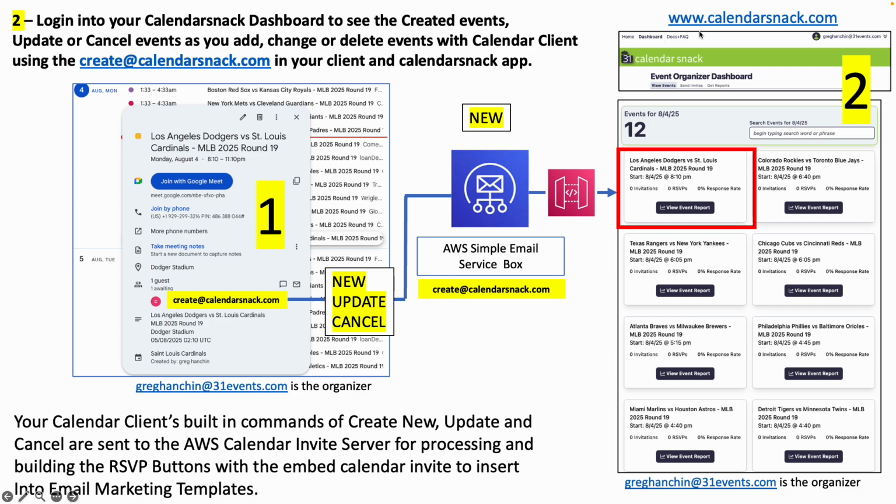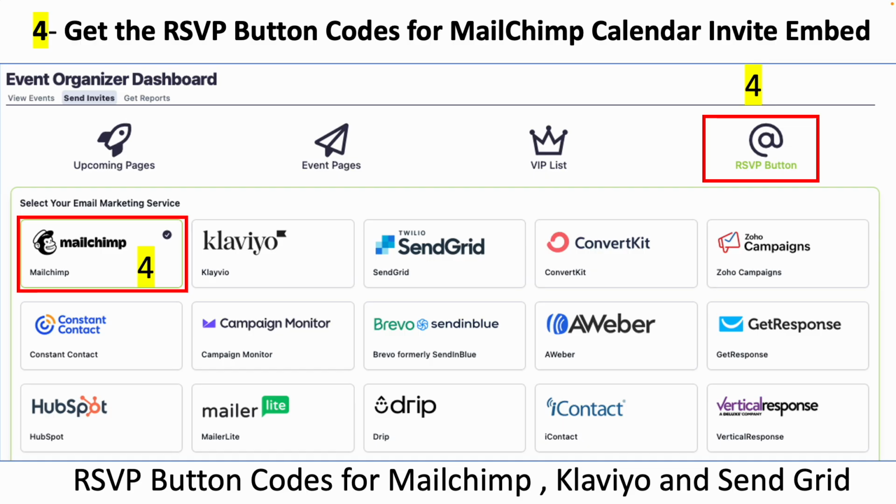You log into your Calendar Snack account, you sign up and log in, you'll see it via viewer. And essentially, anytime you want to change this data in your organizer dashboard, you go back to the original calendar client you used and you use an update or cancel command, and it subtracts or changes the data in the AWS calendar invite server hooked to the AWS stack we built and talking to the Calendar Snack client.